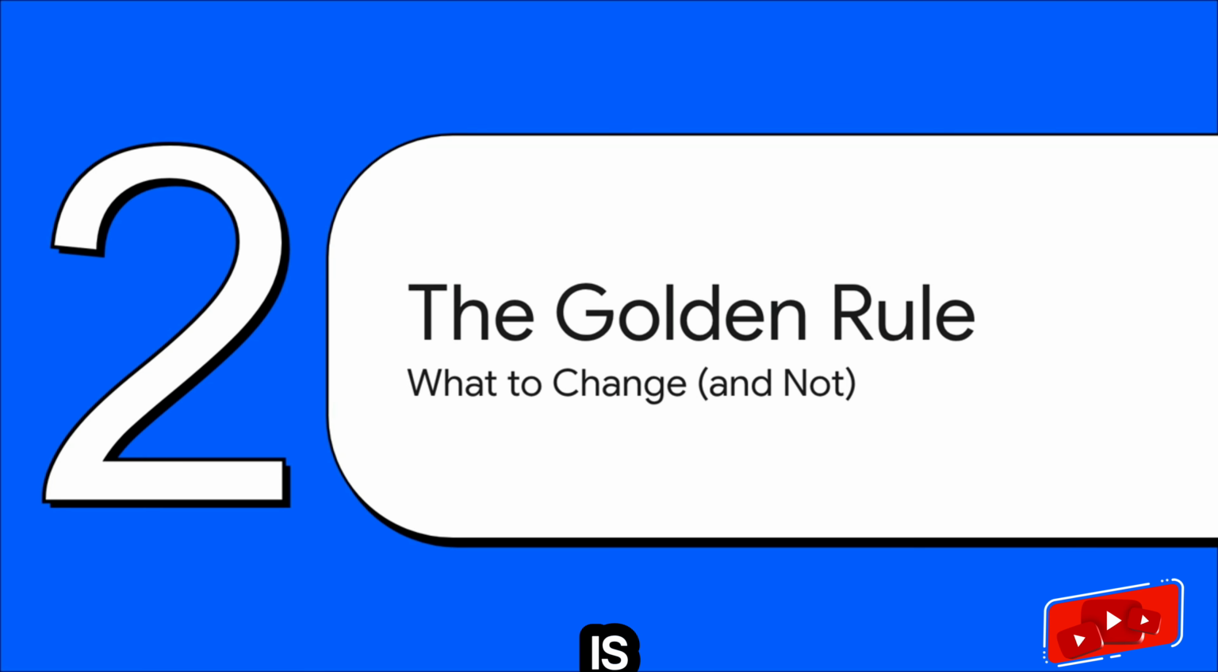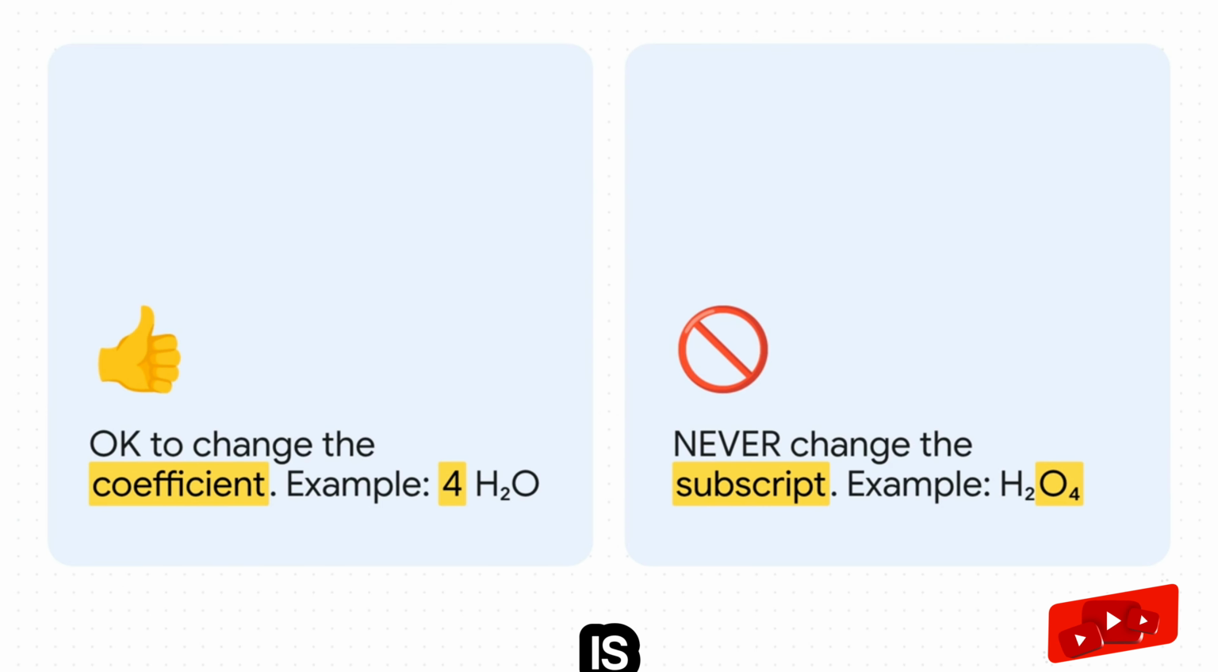Okay, before we jump into the steps, we need to talk about the one single most important rule. Seriously, getting this wrong is the #1 reason students lose marks on this. Listen up, because this is the golden rule. You can only change the big numbers that you put in front of a chemical formula. These are called coefficients. Think of it like saying you have 4 water molecules. But you can never, ever change the small numbers within the formula, the subscripts. If you change H2O to H2O2, you haven't balanced anything. You've changed water into hydrogen peroxide, a completely different chemical. So remember, coefficients are your tools. Subscripts are totally off limits.